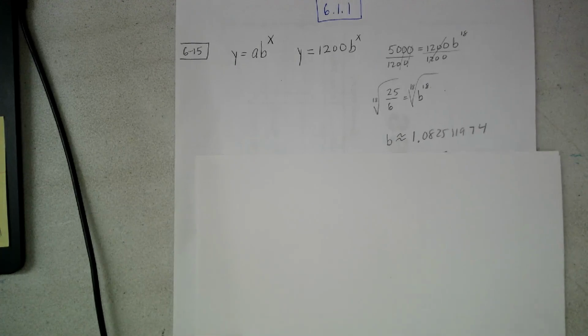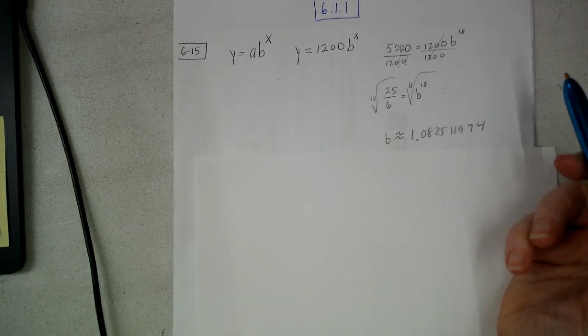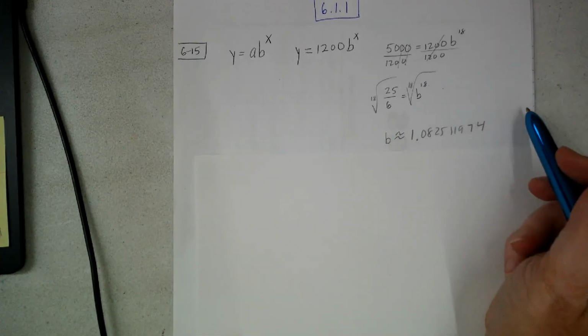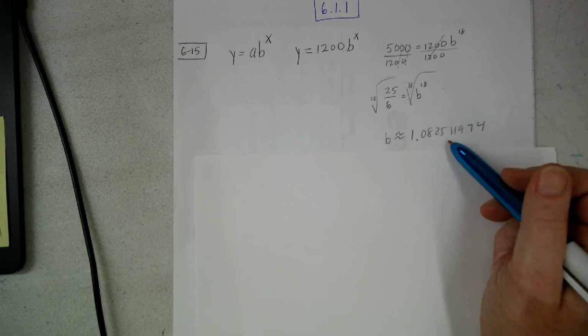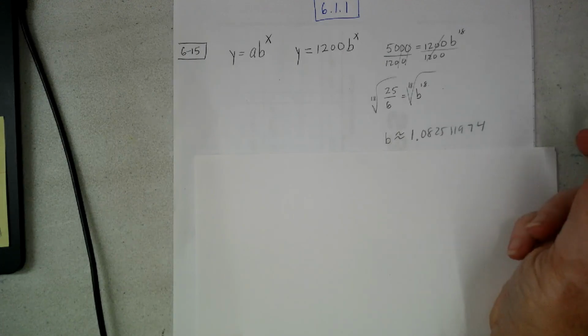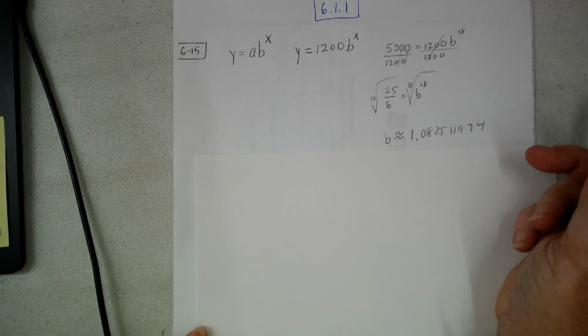And I found that b was about 1.0825, this long number. And then I thought that was the answer, and I looked in the answer key and it was wrong. And that's because they wanted the rate.